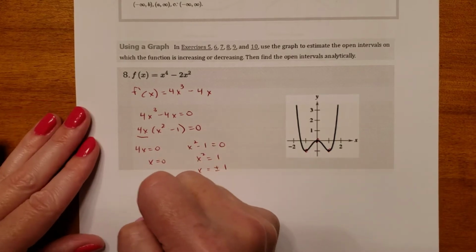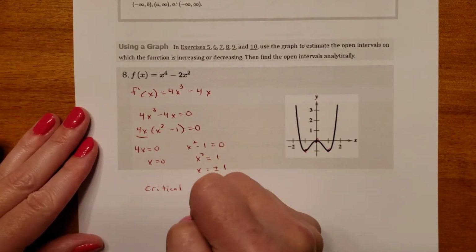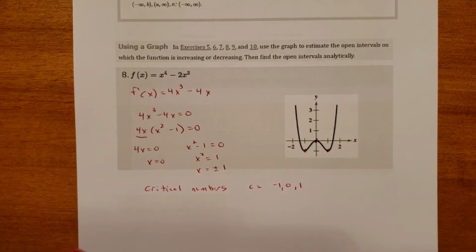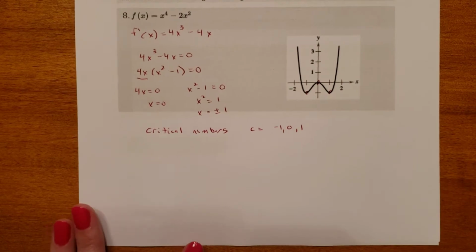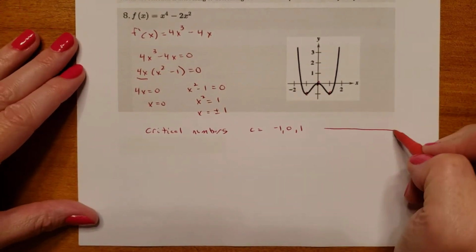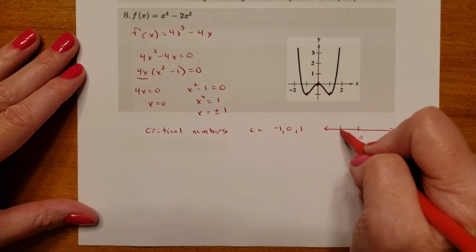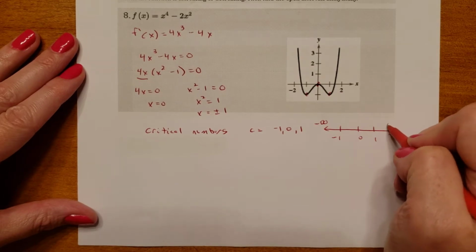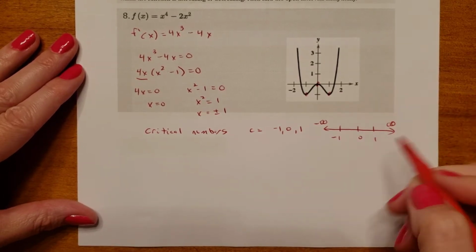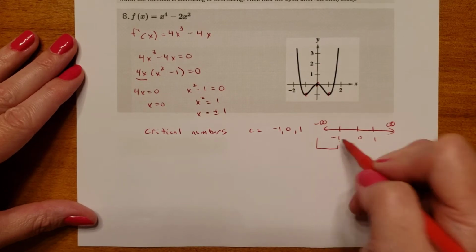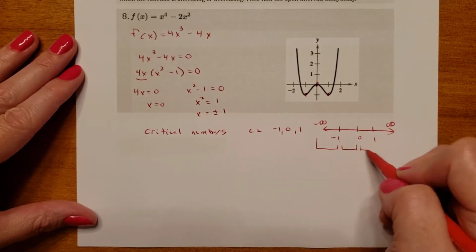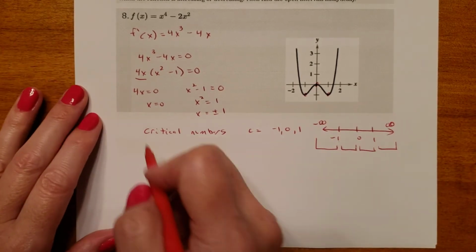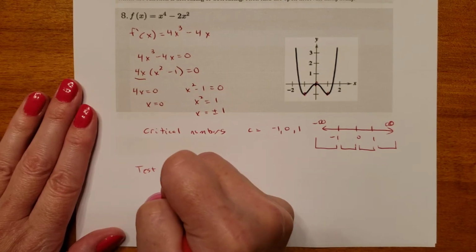So the critical numbers, c is equal to negative 1, 0, and 1. So that breaks it up into intervals. And it helps sometimes when you think about where the intervals are at, put them on a number line. So we have 0, negative 1, positive 1, going to negative infinity to the left and positive infinity to the right. So that makes the intervals negative infinity to negative 1, negative 1 to 0, 0 to 1, and then 1 to infinity. So what you want to do is make a little chart here. These are our test intervals.